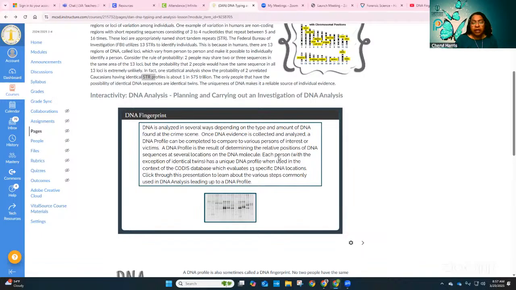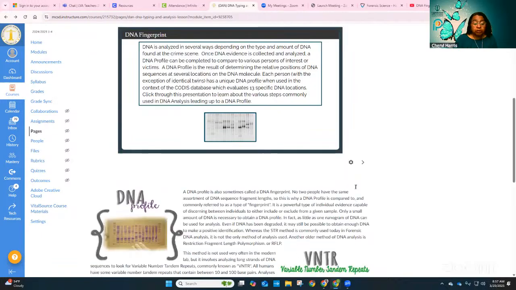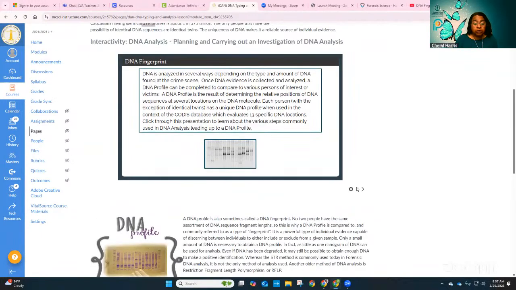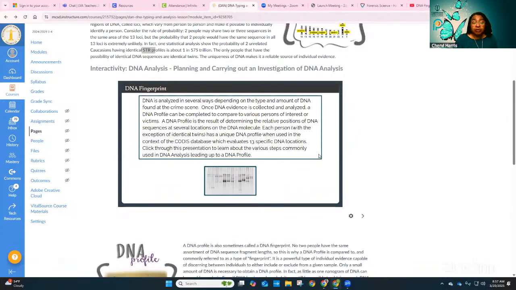All right, so then it says each person, except for identical twins, will have a unique DNA profile, which is used in the context of CODIS. So the last page told you what CODIS was. It's actually just a database where they keep all this information so that when they come across something in one situation, they can compare it to something that they already have. Okay, or people that they already have, so they can tell maybe that you're related to somebody. I mean, maybe if they can't find you, they can find your relative and find out what your relative knows about the murder or the situation.